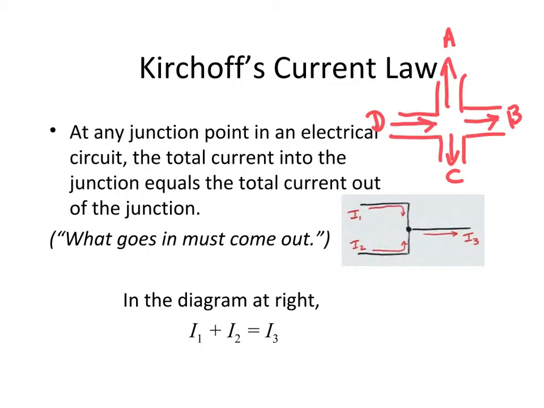Current's like that, except the current can't break down the way cars do. So we'll pretend these cars don't break down. If we write this in equation form, we have I1 plus I2 equals I3. And we can see that here.